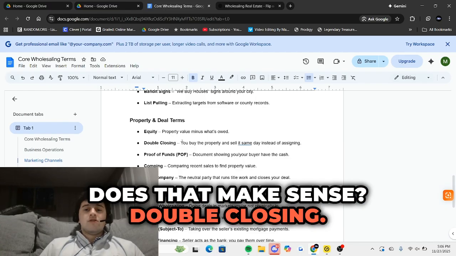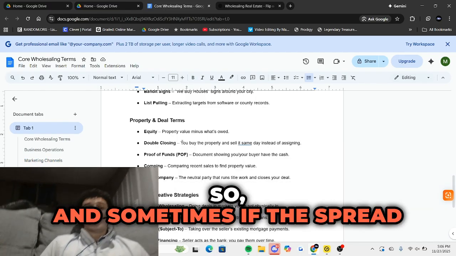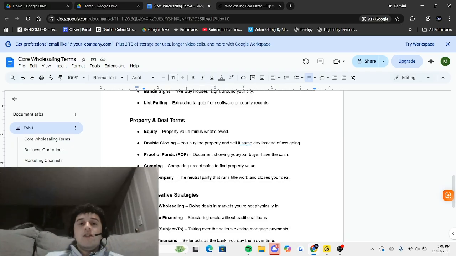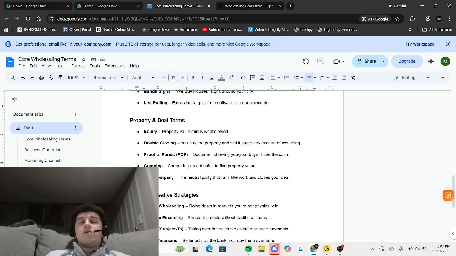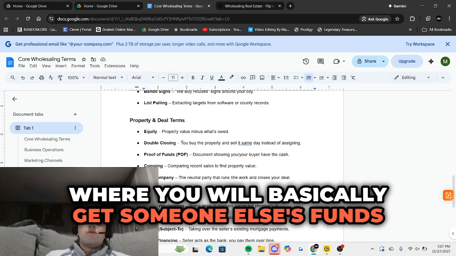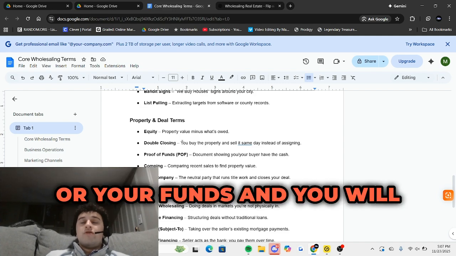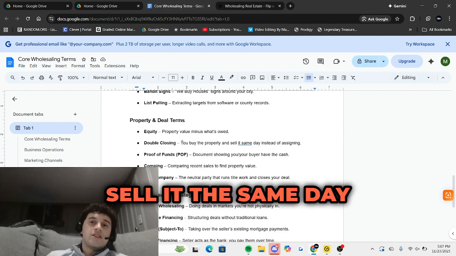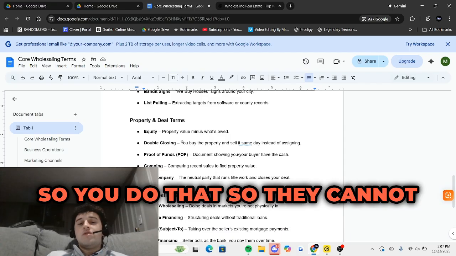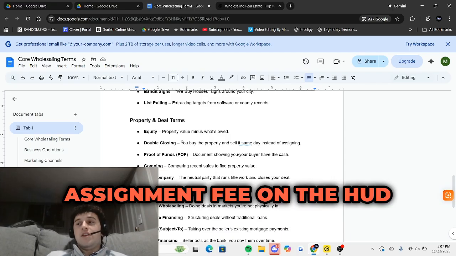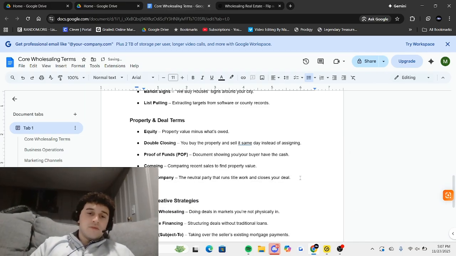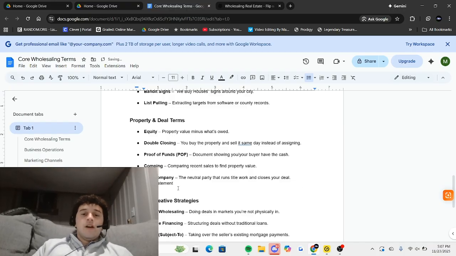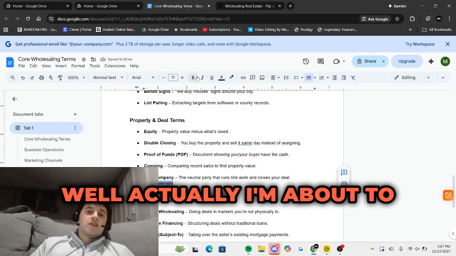Does that make sense? Double closing. Sometimes if the spread is too high and you don't want to risk anything, you will do what's called a double close. You will basically get someone else's funds or your funds, and you will buy the property and sell it the same day instead of assigning. You do that so they cannot see the assignment fee on the HUD statement. I'll add HUD statement down here. HUD statement is basically, well, actually, I'm about to get to that.